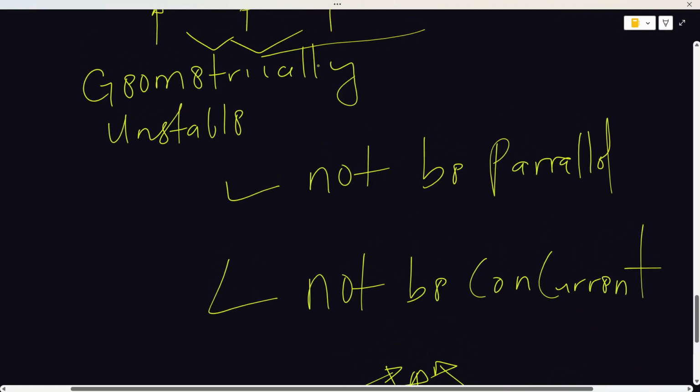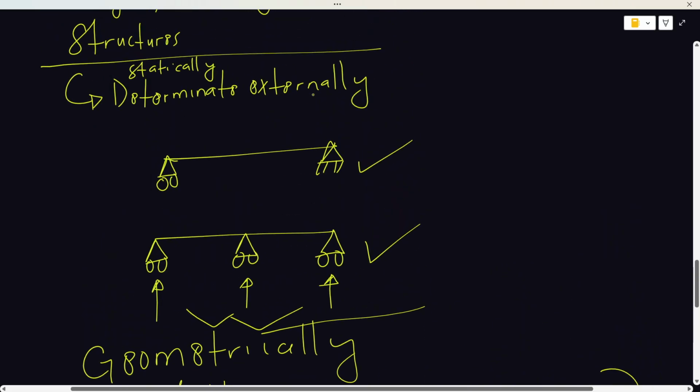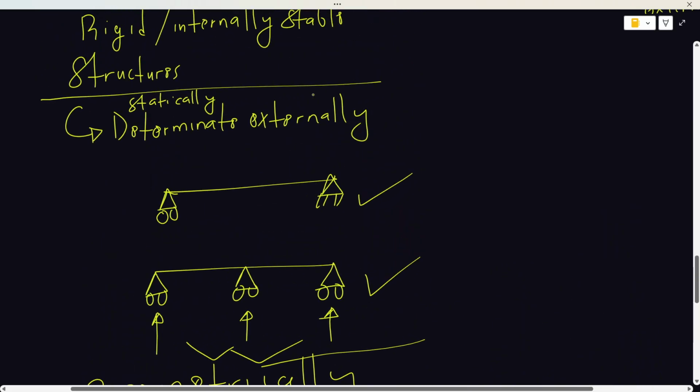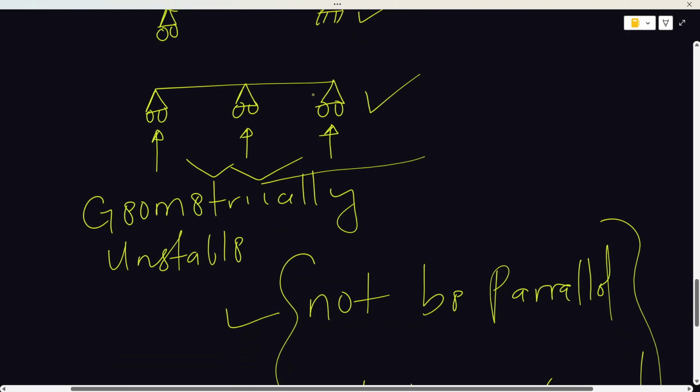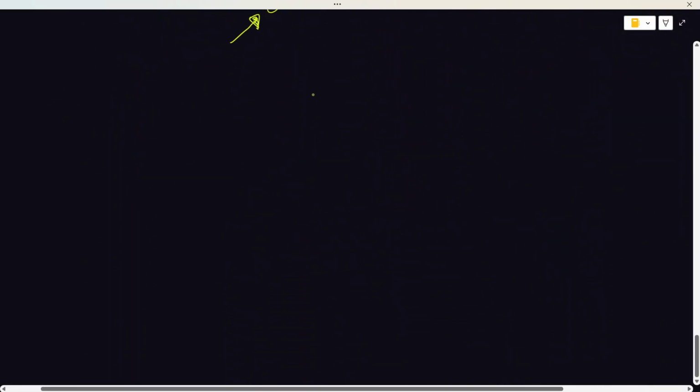So for it not to be considered a geometrically unstable structure, it must not be parallel and it must not be concurrent. So this is determinate, although it is geometrically unstable, so it cannot be used. We cannot proceed with analysis. Now, of course, we can move to the internally unstable structures.